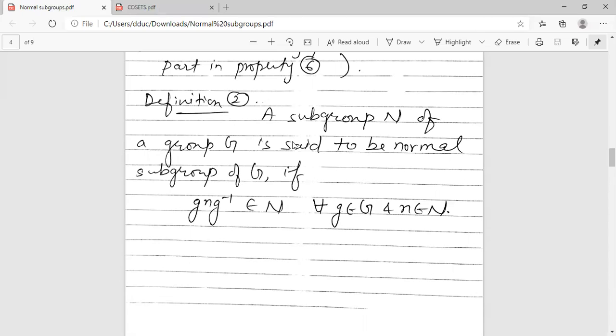Here we are saying that a subgroup N of a group G is said to be a normal subgroup of G if gng inverse belongs to capital N. So there we were saying that gHg inverse is equal to H, or one condition was gH is equal to Hg. So these all are equivalent. This N is a subgroup, and we say that N is a normal subgroup if this condition is satisfied. Take any element g of the group G and any element n of the subgroup N, then check gng inverse. If gng inverse belongs to N, then N is called a normal subgroup.